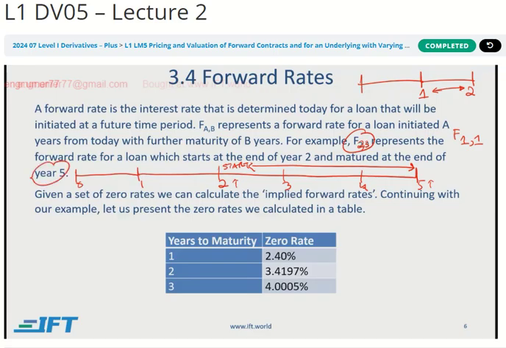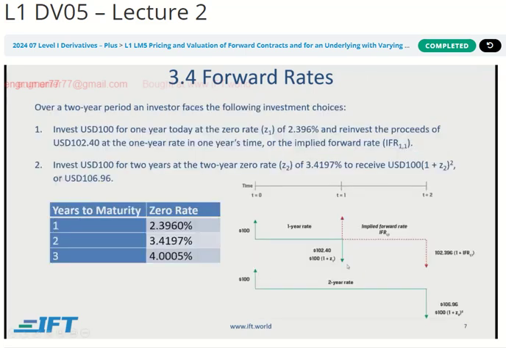Now, how do we calculate this rate? Let's say you have the rate for 1 year, you have the rate for 2 years, and you have the rate for 3 years. Now you need to calculate what will be the rate at this point if you start after 1 year and you pay the interest for 1 year. So what will be this rate? So that is what we're going to demonstrate right now.